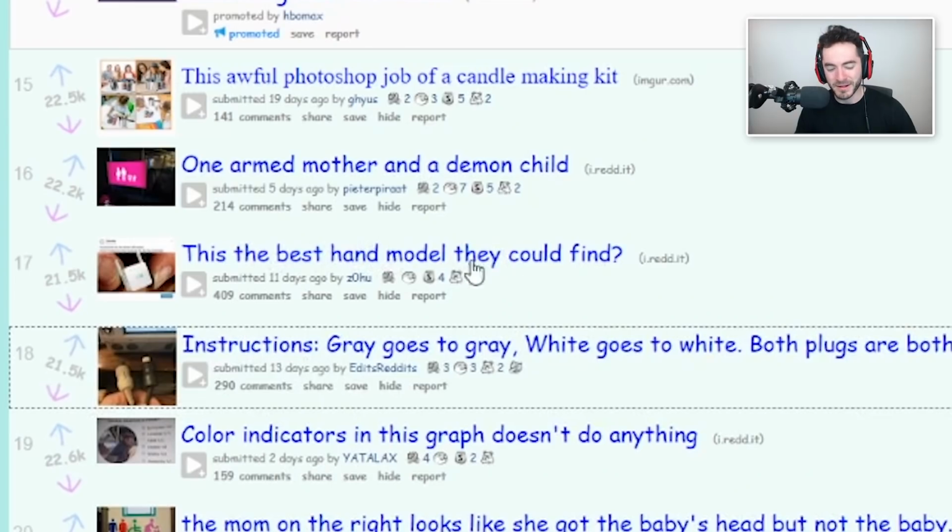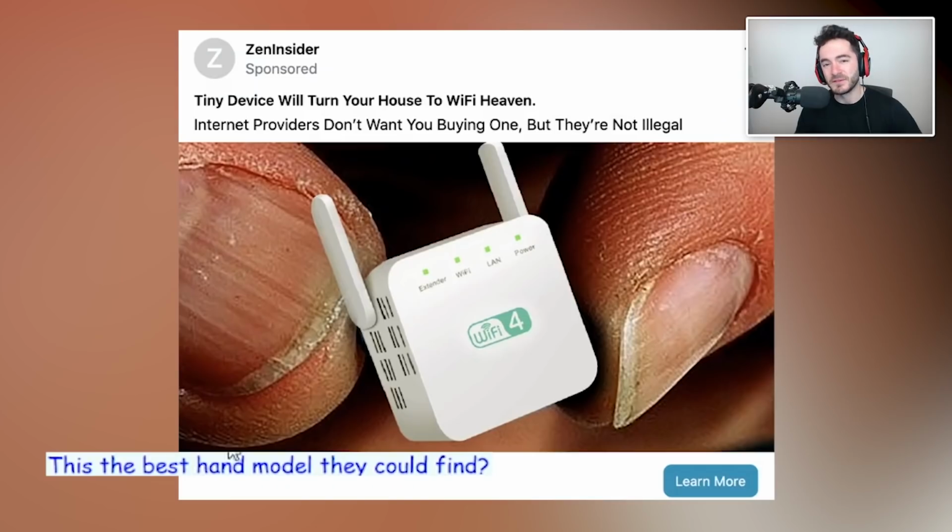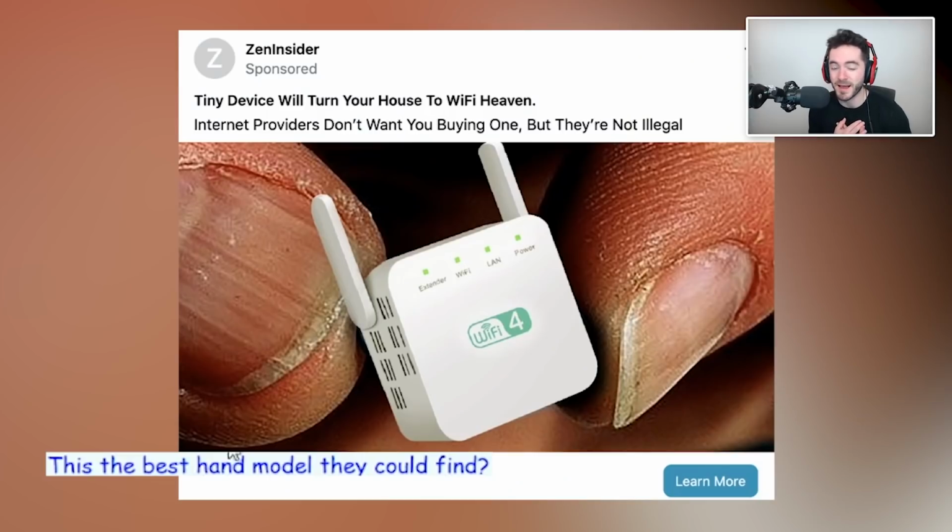This is the best hand model they could find. I love these clickbait ads. Who clicks on these? Wow, this tiny device will turn your house to Wi-Fi heaven. Internet providers don't want you buying one, but they're not illegal. Oh, thank goodness, dude. I was super worried that the Wi-Fi mesh I set up in my house was gonna have the FBI knocking on my door.